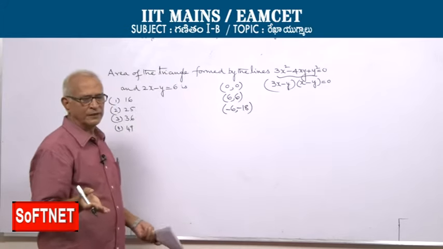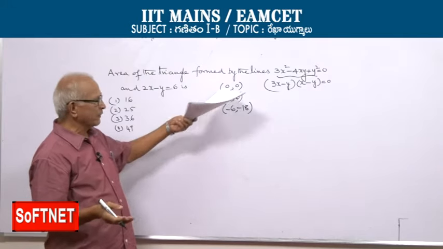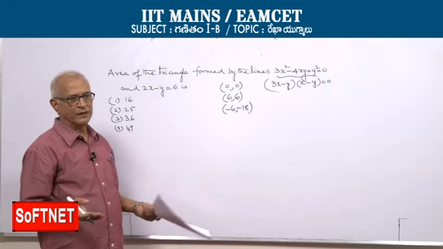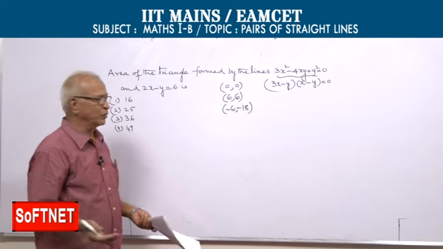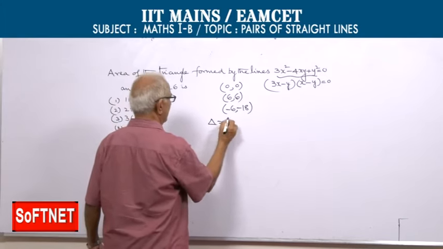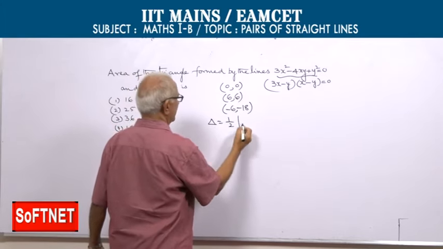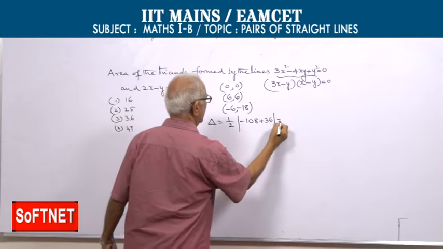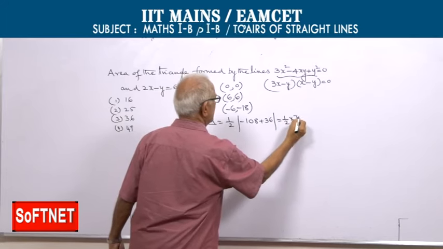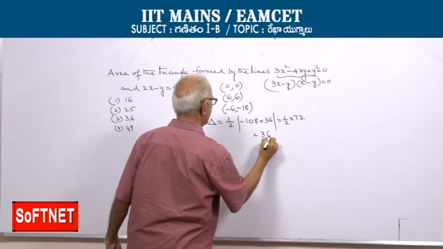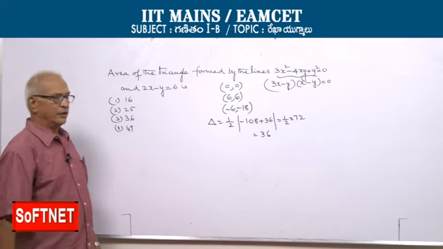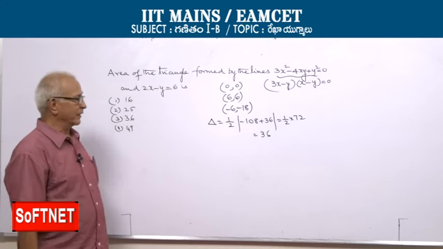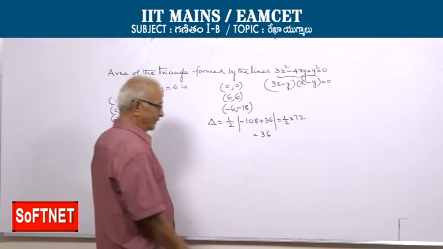So, these are the three vertices of the triangle. When one vertex is the origin, the formula is: area of the triangle is half of mod x1 y2 minus x2 y1. So delta is 1 half of mod 6 into minus 18 minus 108 plus 36, or half of 72, that is equal to 36. You may also prefer to apply the formula, nothing wrong of course, it is your choice.